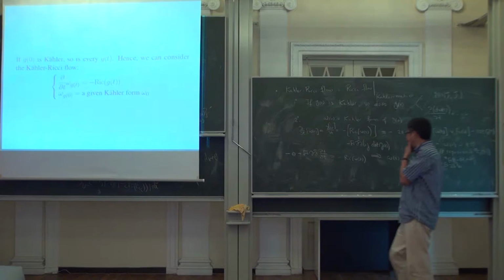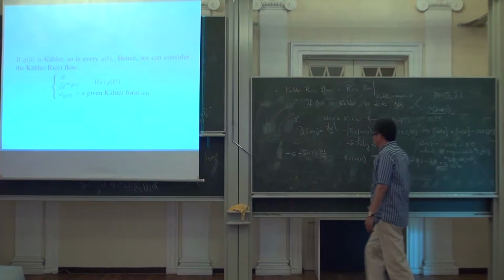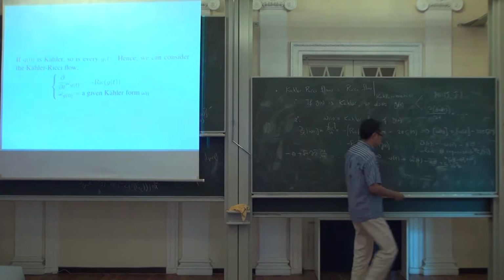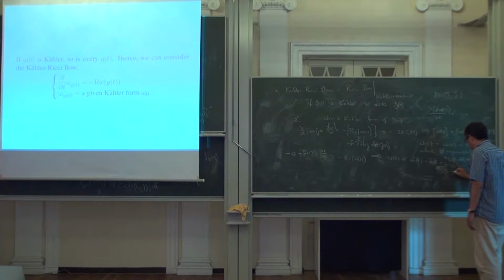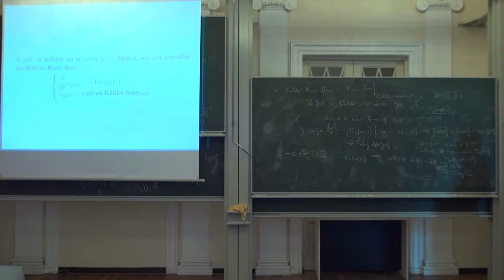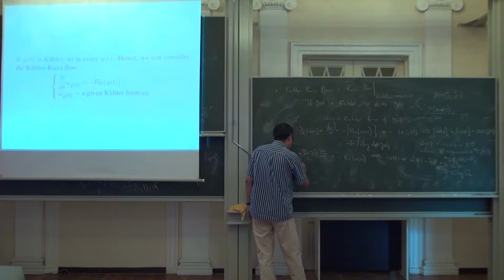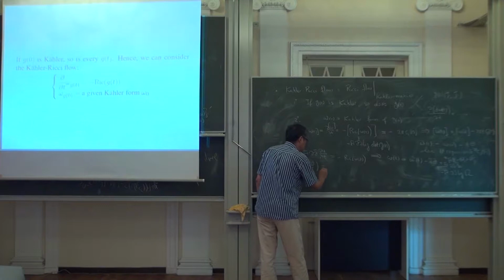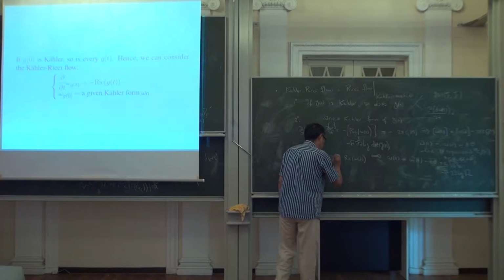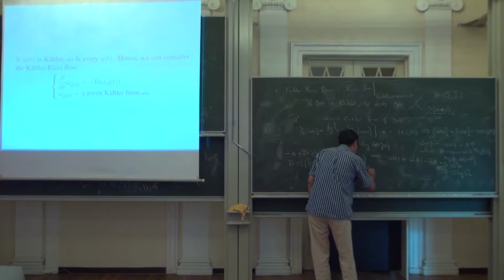Because θ is a form representing a first Chern class, we can write a particular θ, which is locally given by minus √-1 ∂∂-bar of log of some volume form, because a volume form gives you a first Chern class. This is only local. Globally you cannot take the log of a form. So if I move this to the other side, I drop the √-1 and take ∂∂-bar, ∂u/∂t equals minus ∂∂-bar log of ω_t^n over Ω.